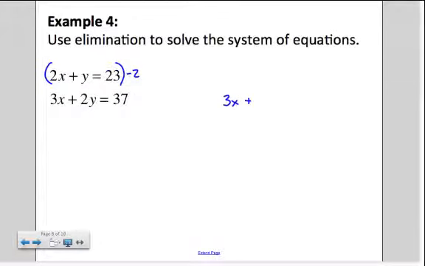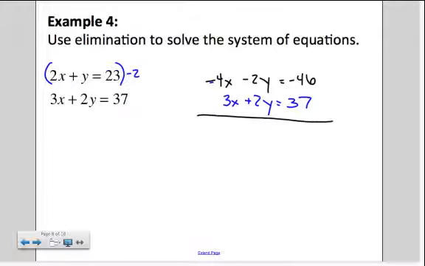So I've got 3x plus 2y equals 37. That's this equation right here. I just rewrote it. And now I'm going to multiply this top one by a negative 2. So I have, let me get a different color, negative 4x minus 2y equals negative 46. Okay, draw a line. Negative 4 plus 3 is negative 1x. The y's are eliminated. And negative 46 plus 37 is negative 9. Yeah. So x equals 9.